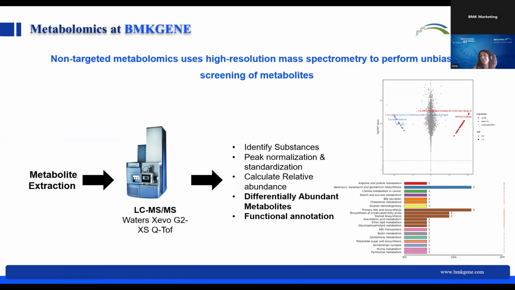Then we get the peaks. And with the peaks of MSMS, we can identify the substances by comparing them to public and in-house databases. And we can also calculate the relative abundance of the different substances. Then our bioinformatic analysis has these kinds of volcano plots, so looking at the differentially abundant metabolites, and also a functional annotation, so finding which pathways are more enriched in A versus B.